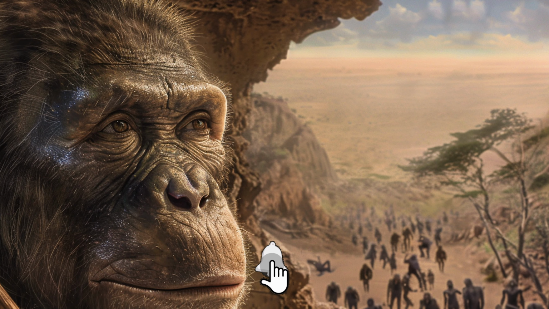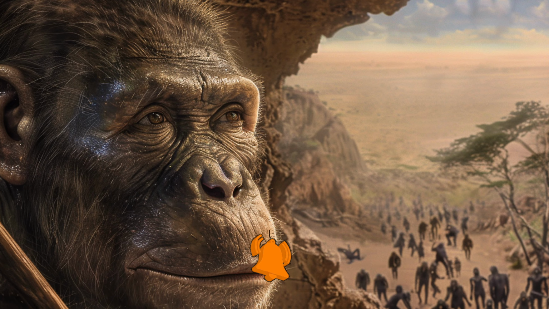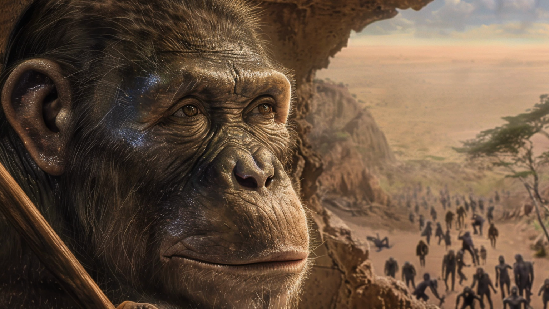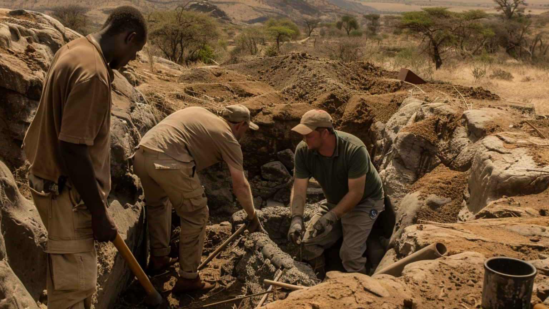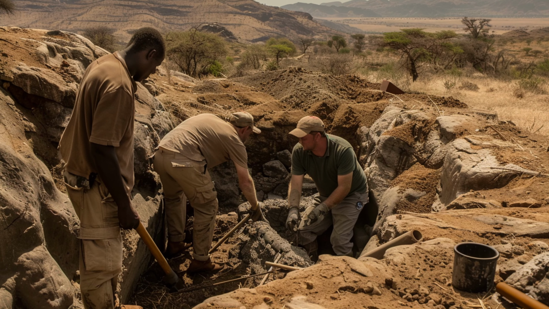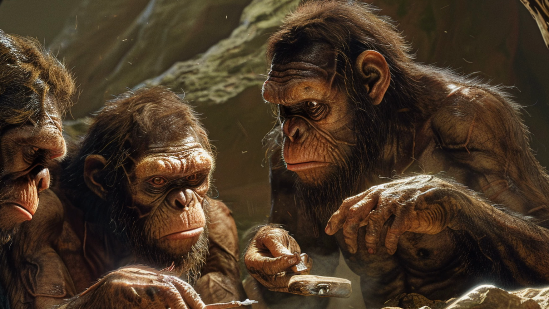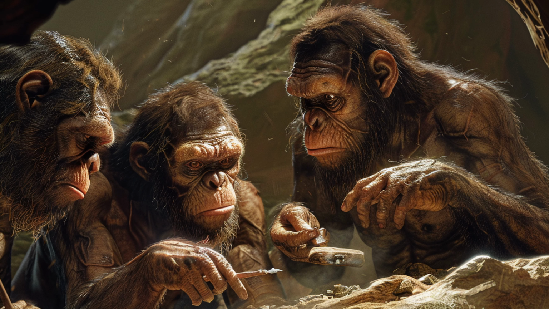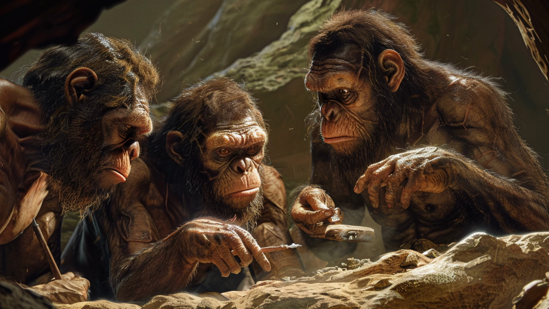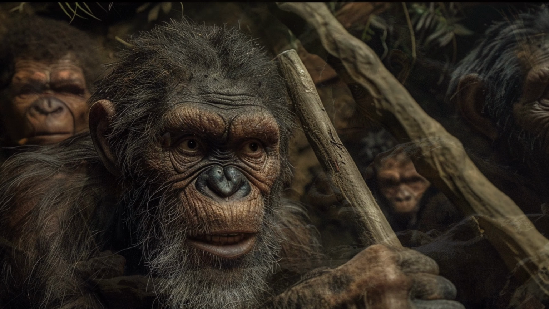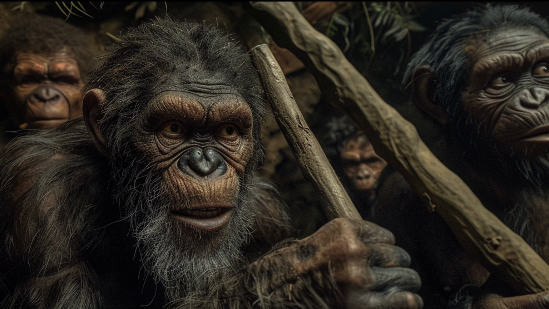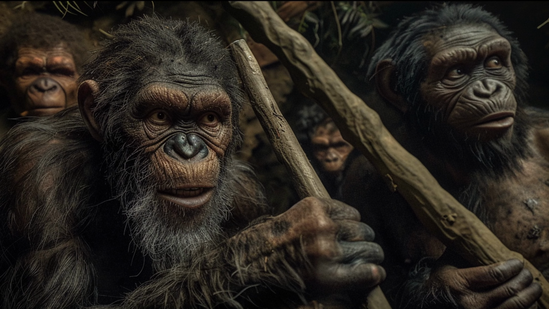One of the earliest members of our genus was Homo habilis. In 1964, scientists discovered fossils of this species at Olduvai Gorge in Africa. They named it Handyman because it used simple stone tools. These tools, part of the Oldowan industry, were used for cutting, scraping, and hammering.